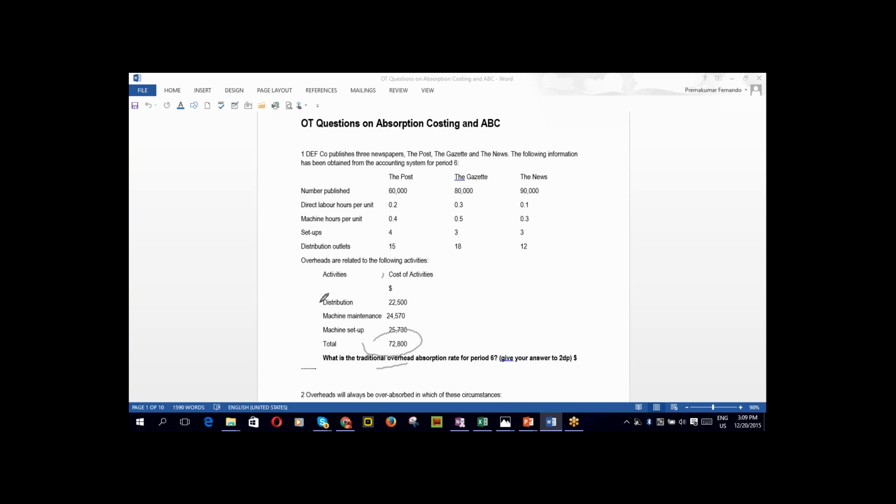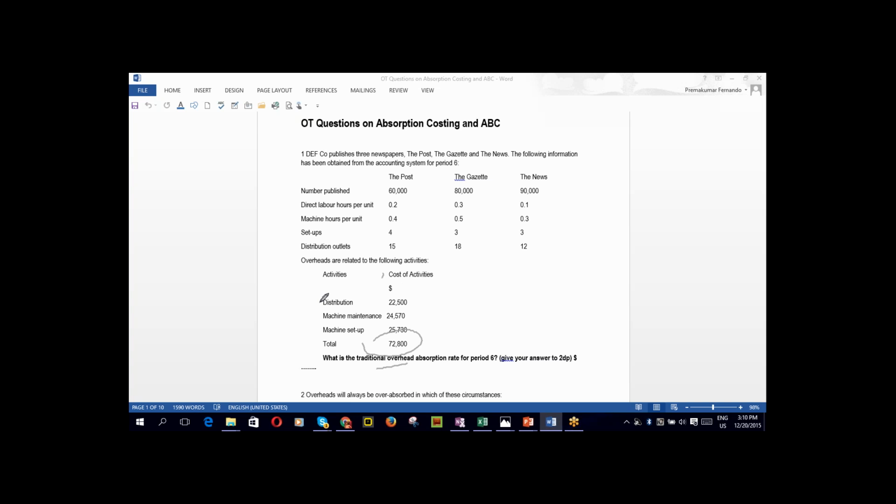So now we have to find out what the basis is. You remember for traditional overhead we can do three things: one, the number of units; another, the machine hours; or the labor hours. So we have to decide. The examiner has not told us anything. We know we surely cannot go by the number of units, because they are producing three types of paper. We can't add the 60, 80 and 90, because that is not right. So either it has to be machine hours or labor hours.